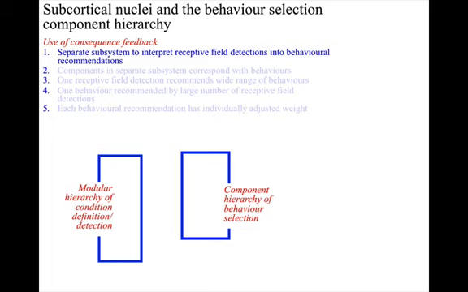A major prediction is that there must be a separation between the modular hierarchy we've already discussed and a subsystem that interprets condition detections as behavior recommendations, selects and implements the most strongly recommended behavior, and following the behavior uses consequence feedback or rewards to modify the recommendation weights that led to the behavior.